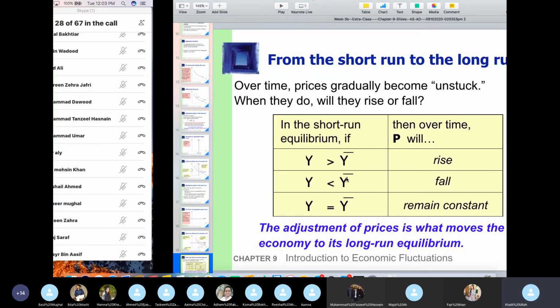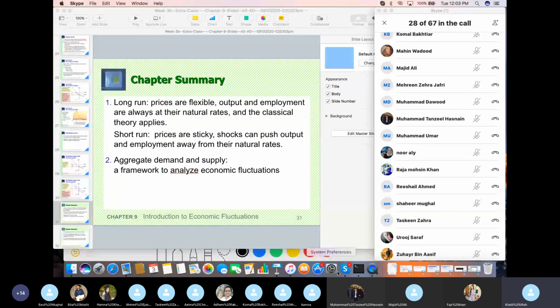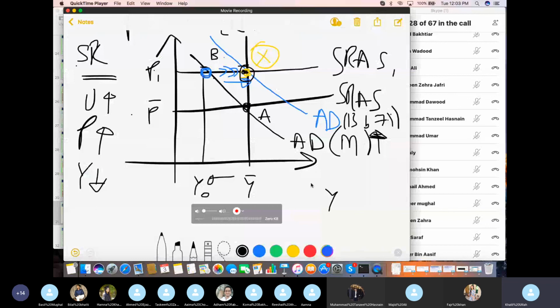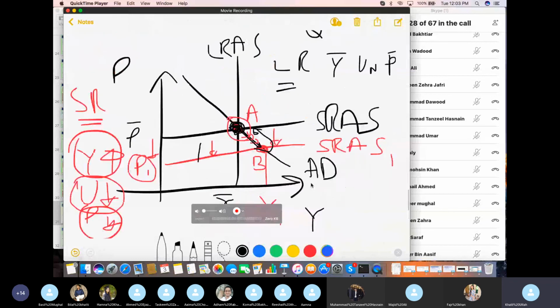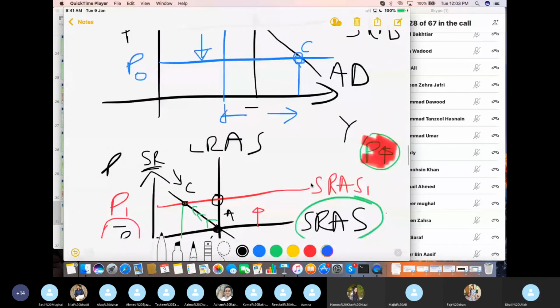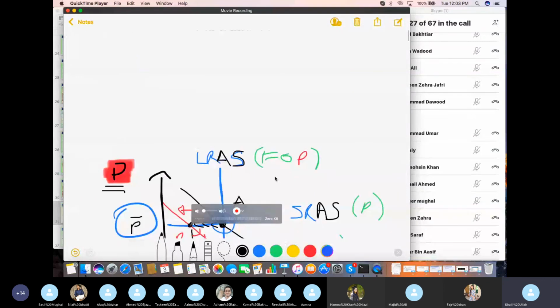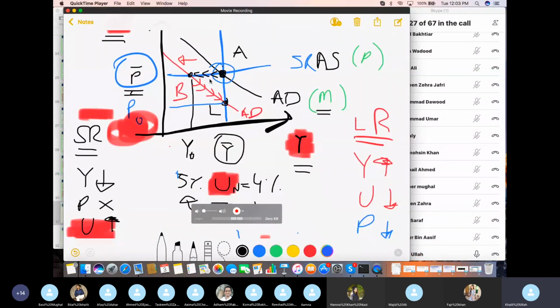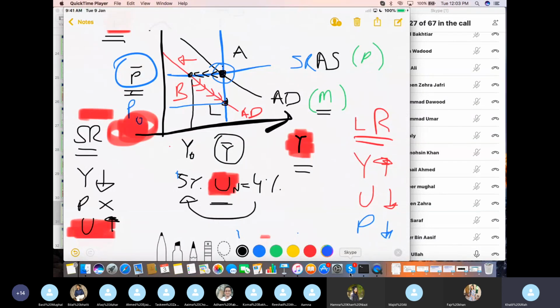So if you go back to what we drew earlier, this shock, a negative demand shock, caused GDP to fall below the natural output. So GDP was less than your natural output in the short run, which caused prices to fall in the long run. That's what the slide is basically saying.